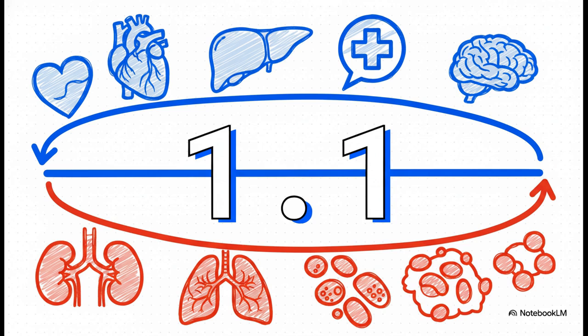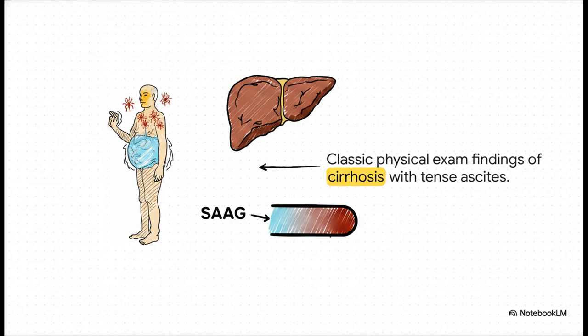A result above this number sends us hurtling down one pathophysiological road, and anything below it, we're taking an entirely different route. Okay, look at this patient. When you see classic signs like this, a really distended abdomen, maybe some jaundice, spider angiomas, or muscle wasting, the SAAG value is what anchors that abstract gradient to their real physical presentation. I mean, sure, you might suspect cirrhosis just by looking at them, right? But the SAAG gives you the definitive, objective proof of what's literally happening at the microscopic sinusoidal level.